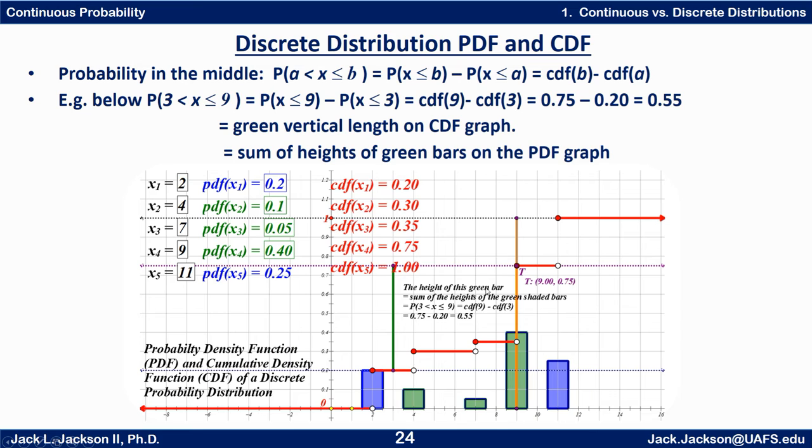If we want to see the probability as a vertical distance on the CDF graph, notice we can go up to this point here at the top end at 9. That gives us this horizontal line across here. That's the same place we are for the height. The height here at 3 is right here at 1. And the difference between those is this green distance here. Between this height on the CDF and this height on the CDF is this green distance, which is, again, 0.55. It's equivalent to adding up those three heights of those three green bars. It gives you that distance.